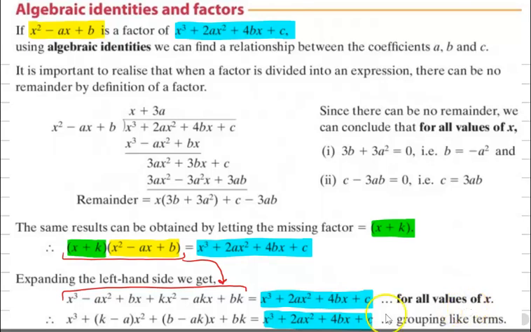And then grouping the like terms, we still have the x cubed on its own. And then we're going to factorize. So we're going to take the kx squared and the minus ax squared and factorize out the x squared. And then we're going to take the bx and the minus akx and factor out the x. And then just bring down the bk. And that's still equal to the right-hand side.